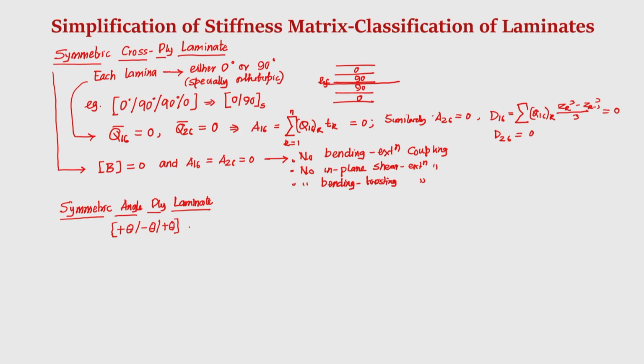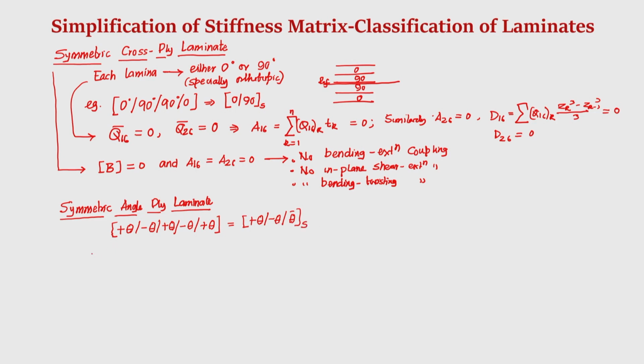Say plus theta, minus theta, then plus theta, again minus theta, again plus theta. So, this is a symmetric laminate, having the plane of symmetry through the middle of the plus theta layer. This symmetric laminate could be written as plus theta, minus theta, plus theta, symmetric.